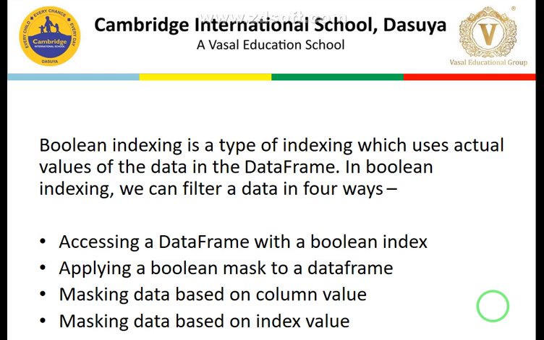So we can pick up the true values of the index part, depending upon our requirement. Students, basically we have four methods. Yesterday we focused on the first one, accessing a data frame with a Boolean index. We'll revise this one also. Next we will move to applying a Boolean mask to a data frame, masking the data based on the column value, and last, based on the index value.